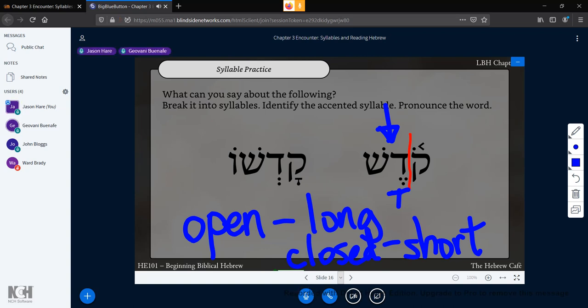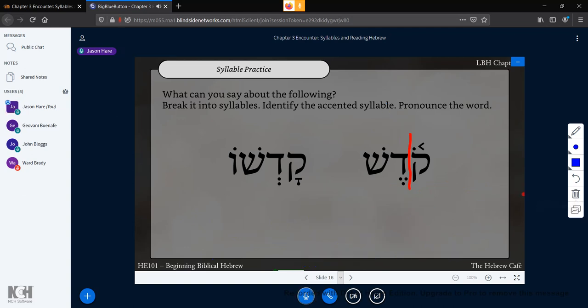Okay, like the short vowel. That's why this is relevant. The rule is relevant because it tells us what vowels can or can't be in an unaccented syllable. So this is long, and this is short.